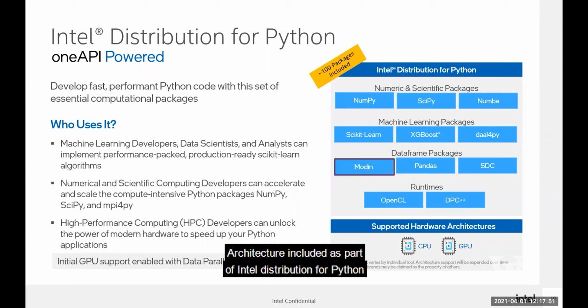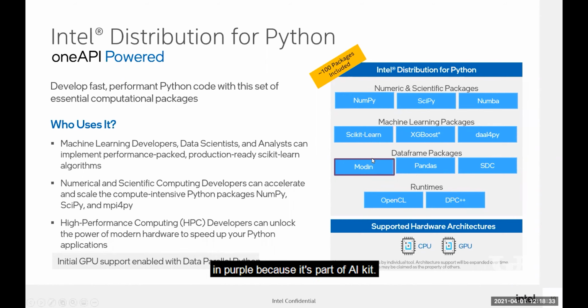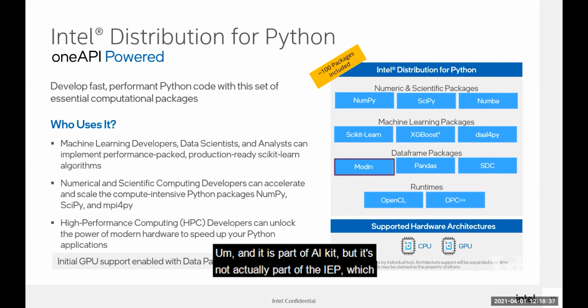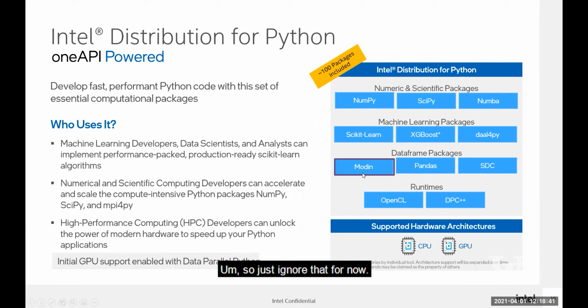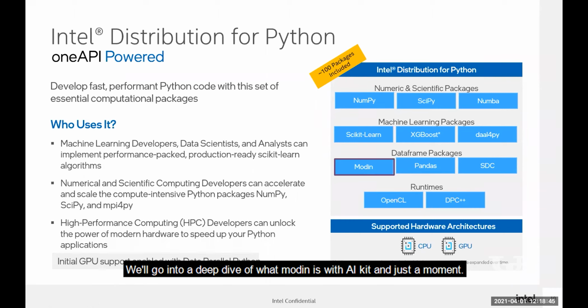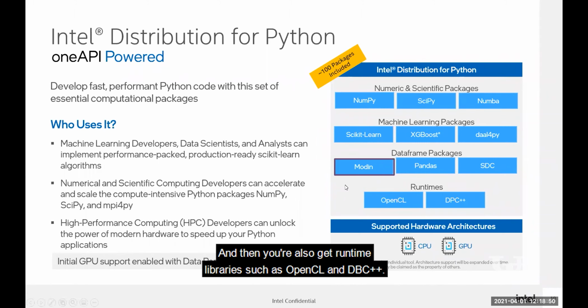Included as part of Intel distribution for Python are approximately 100 packages. A lot of them are dependencies, but the main ones that you're probably familiar with are NumPy, SciPy, Numba, scikit-learn, and XGBoost, which are part of IDP and AI Kit, but I'm going to talk about them separately since they're such huge packages. Daal4py, which is another package that helps power our scikit-learn optimizations and can be used separately for even more power. And then our data frame packages such as Pandas and SBC. Modin is part of AI Kit, and although it's seen here in this image, it's highlighted in purple because it is part of AI Kit but it's not actually part of IDP, which you could also install separately. So just ignore that for now. We'll go into a deep dive of what Modin is with AI Kit in just a moment. And then you'll also get runtime libraries such as OpenCL and DPC++.